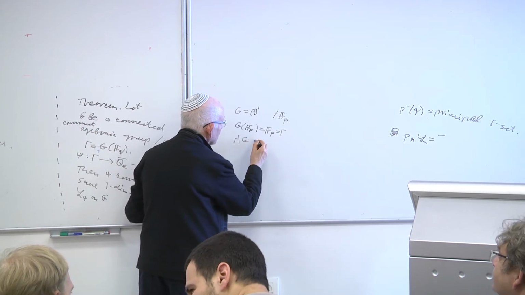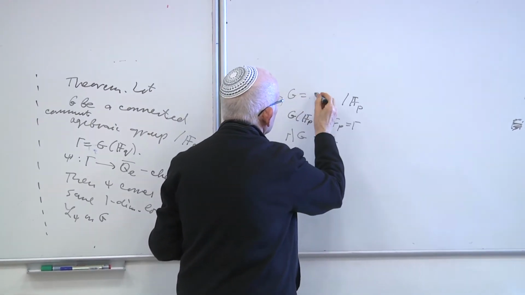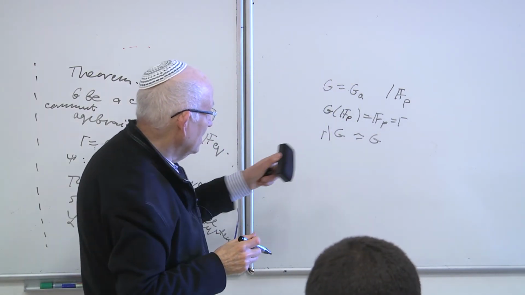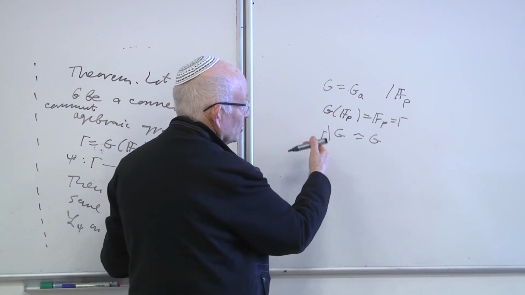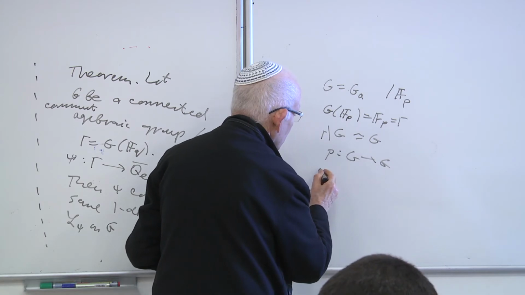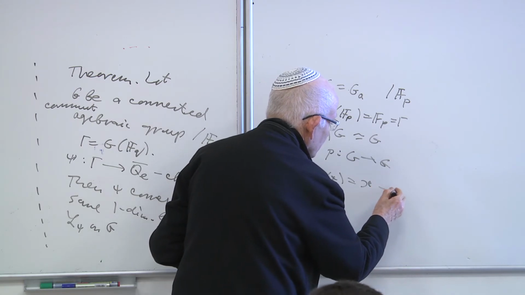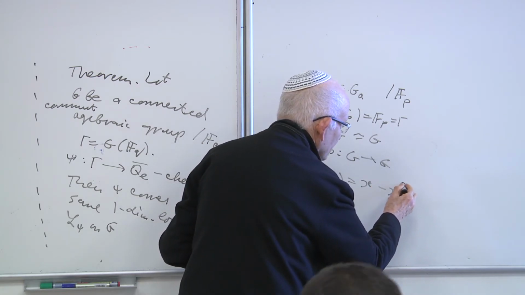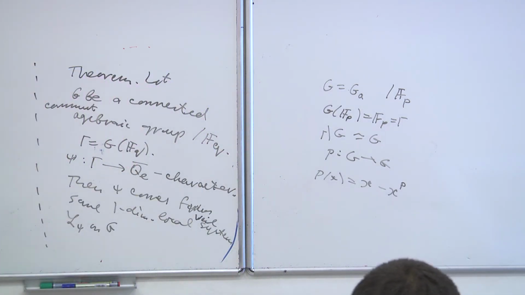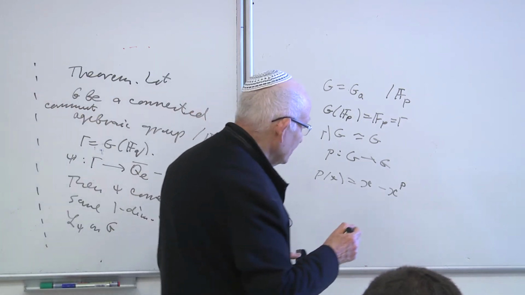And G mod gamma will be isomorphic again to GA. So it is GA, A1, which means GA, and the corresponding morphism P from G to G is given by P of x equals x minus x to the P. So this is called Artin-Schreier extension.